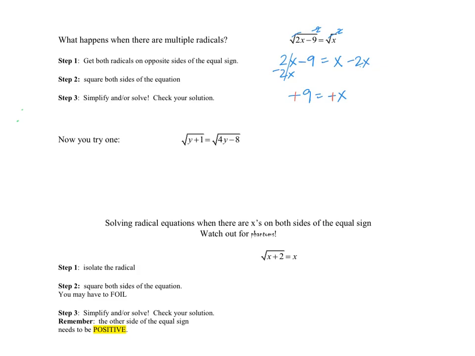So you always want to plug it into the original equation. So I'm going to plug in 9, and I'm going to get 2 times 9 is 18, minus 9, and it equals the square root of x, which is 9. And this totally matches. The square root of 9 does equal the square root of 9.